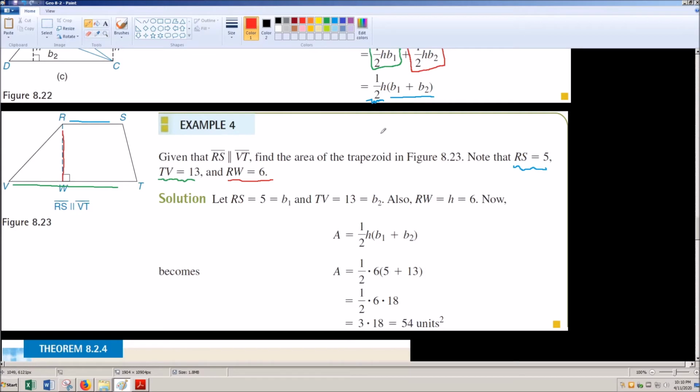So now I'm just going to plug in my formula here. So let's say we used blue for base 1. We got green for base 2. And red for our height. So plug it in, do some math, and we get 54. So as we apply these things, hopefully it's pretty straightforward. Once you know the formula, you just plug in the pieces.